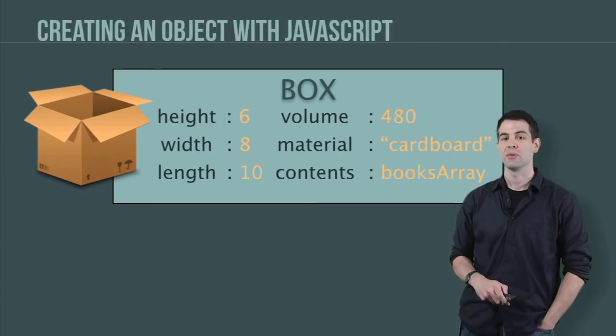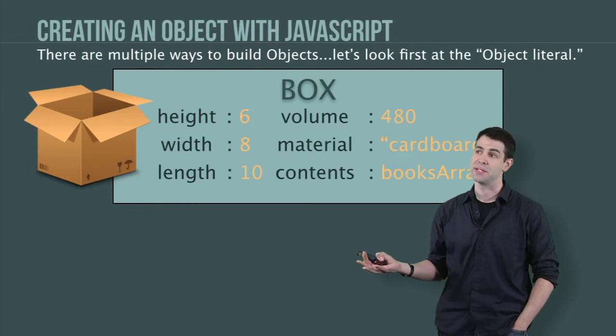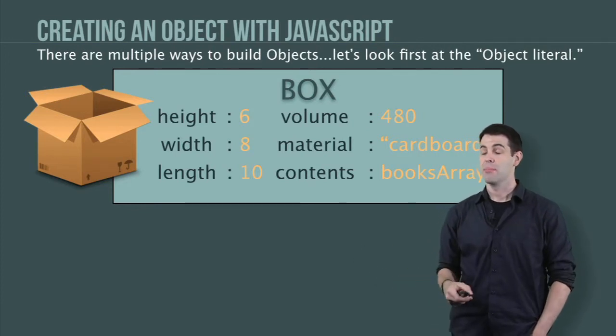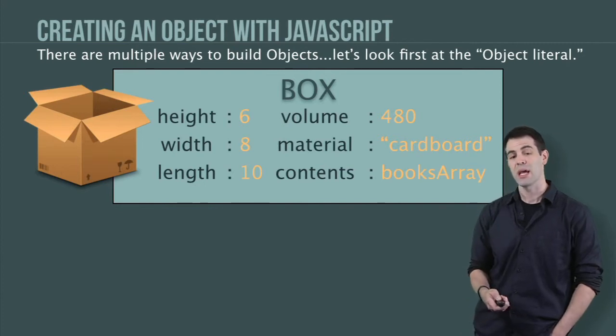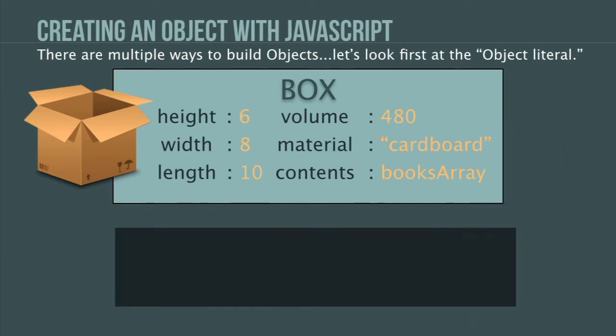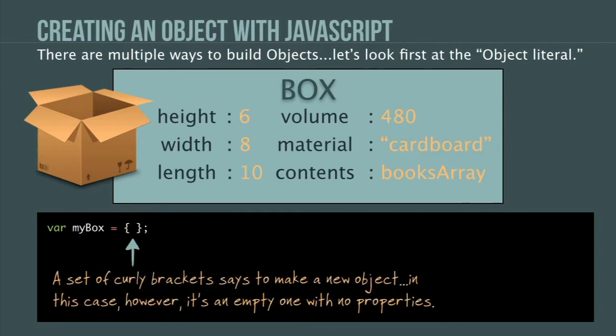Let's try now to create an object with JavaScript. Now, there are multiple ways to build objects in JavaScript, but we're going to look at an easy way, probably the one most often used. It's called the object literal. We'll start here by declaring a variable. We'll call it myBox, and then we'll assign to it an empty set of curly brackets, followed by a semicolon. Now, the curly brackets say to make a new object in JavaScript. In this case, however, it's empty because we've got nothing in it.